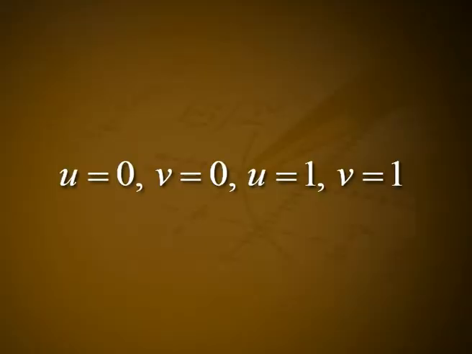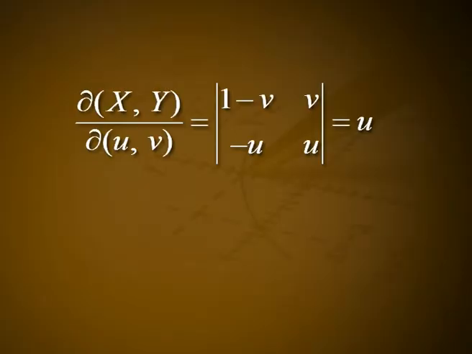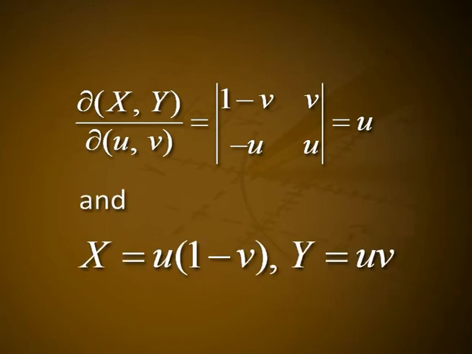Introducing the variables u = x + y and uv = y, the triangular region AOX in the xy plane given by x = 0, y = 0, x + y = 1 gets transformed to a square in the uv plane given by u = 0, v = 0, u = 1, v = 1. The Jacobian ∂(x,y)/∂(u,v) is the determinant with rows (1−v, −u) and (v, u), which is equal to u, and x = u(1−v), y = uv.